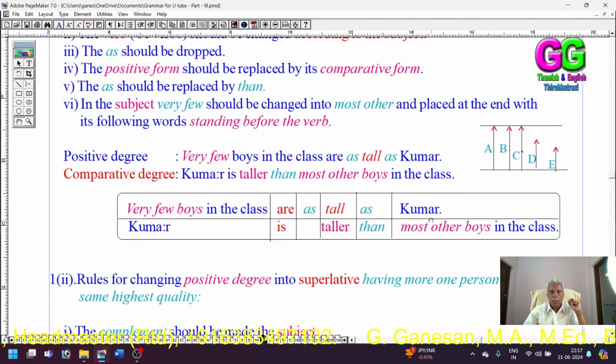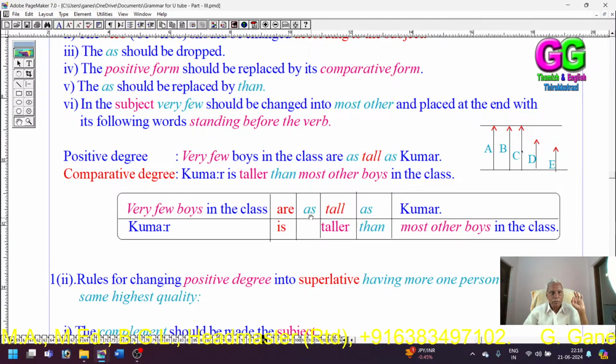Rule one: first, make the complement the subject. Rule two: change the verb. Keep the verb according to the subject. In the positive degree, the subject is plural, so the be verb used is are. In the comparative form, the subject is singular, Kumar, so instead of are, we have used is. That is, is has replaced are.